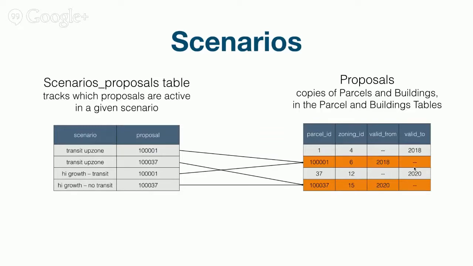And then once you have a set of proposals, you can create scenarios. Scenarios are collections of proposals. So in the transit upzone scenario, you'll find both parcel ID 100,001 and 100,037, which are just example proposals. So each change to a parcel or set of parcels can be applied to one or many scenarios, and each scenario can have a collection of proposals within it. And I'll come back to some more specific examples of that.